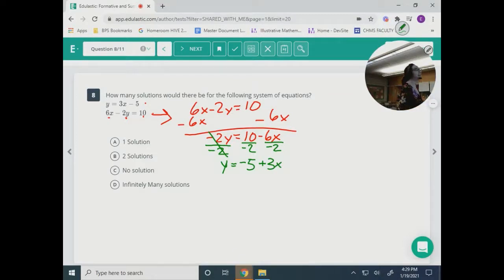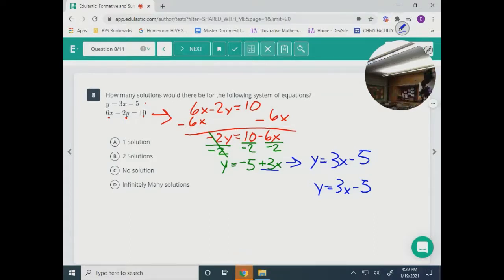Then I have my second equation here, and I'm going to write it over here because I need to do something to the first. The first equation is y equals 3x minus 5. I can rearrange the other one and rewrite it as y is equal to 3x minus 5, keeping the signs. Now I can compare them and figure out how many solutions this is going to have.